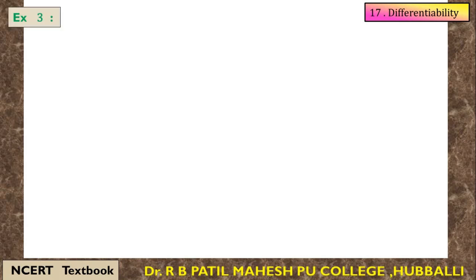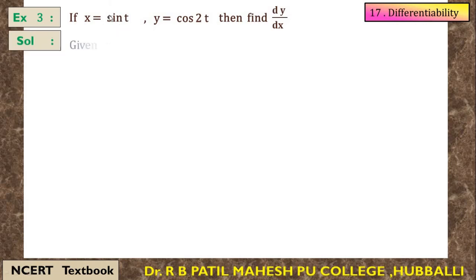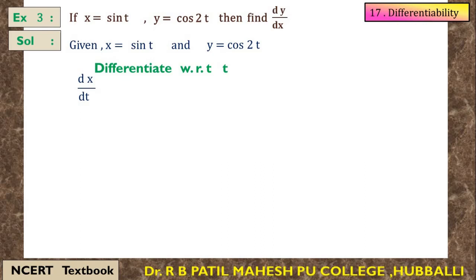Next example, if x equals sin t, y equals cos 2t, then find dy by dx. Here in this example y is cos 2t, this is composite, and x is a simple standard function, so easily you can find the derivative. First write the given functions, differentiate with respect to t. So dx upon dt is equal to cos t. Rewriting, it is cos t only.